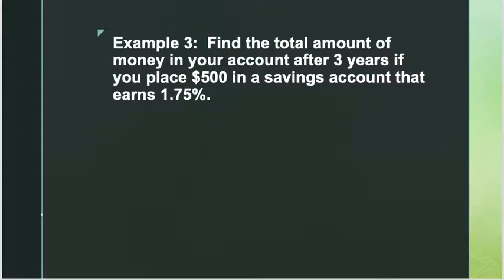This time we have to find the total amount of money in your account after 3 years if you place $500 in a savings account that earns 1.75%. Notice this one isn't asking us to find our interest. It's asking us to find the total amount in our account. Well, in order to find that, we still need to find our simple interest. So I'm still going to start off with I is equal to PRT.